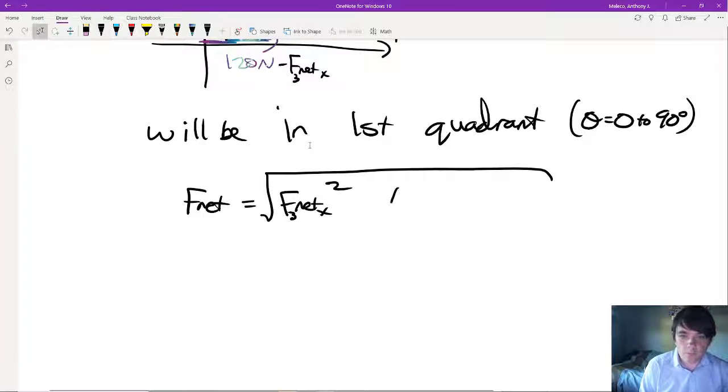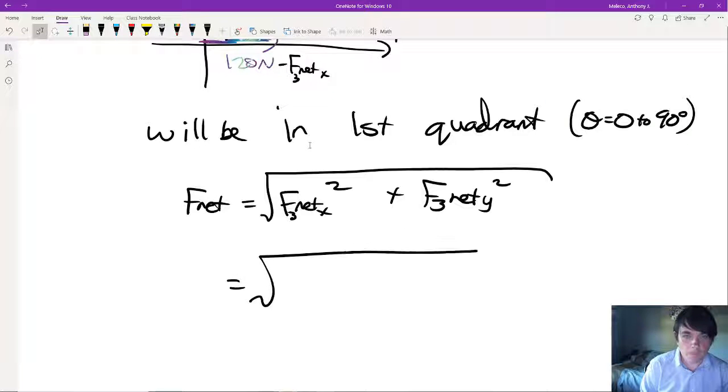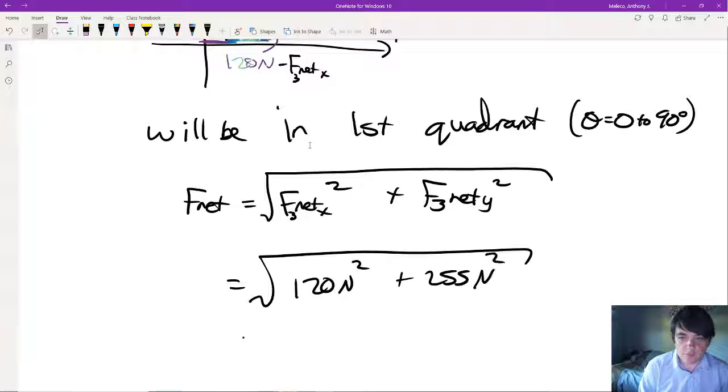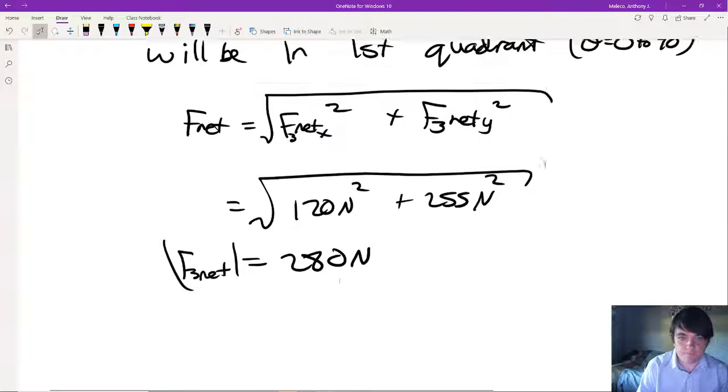Squared plus F3 net y squared. This will be 120 newtons squared plus 255 newtons squared, square root. And this will be 280 newtons. This is F3 net, the magnitude. And this will be 280 newtons, okay?